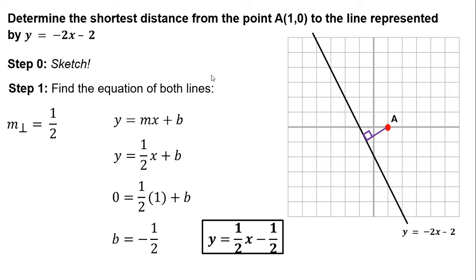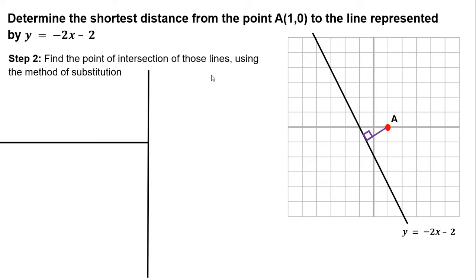You can look on the screen and say, yeah, that looks reasonable. It's got a slight positive slope, and it looks like it does have a y-intercept at around -1/2. So it's always good to stop and say, hey, is that reasonable? Our next step is to figure out where the purple and the black lines intersect. We can do that by finding the POI using the method of substitution.